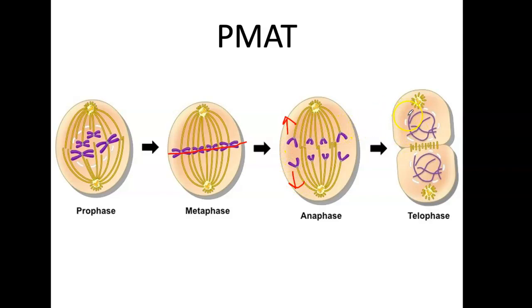Until I have a full set of chromosomes in one cell, and a full set of chromosomes in the other cell, and this is going to divide down the middle. Okay, so those are meta for being in the middle, ana. Ana means away, so the chromosomes are pulling away from each other, and telo means end or finish. So that's the end. I want you to know, even though in the book you'll see early metaphase, later metaphase, I just want you to know this part.